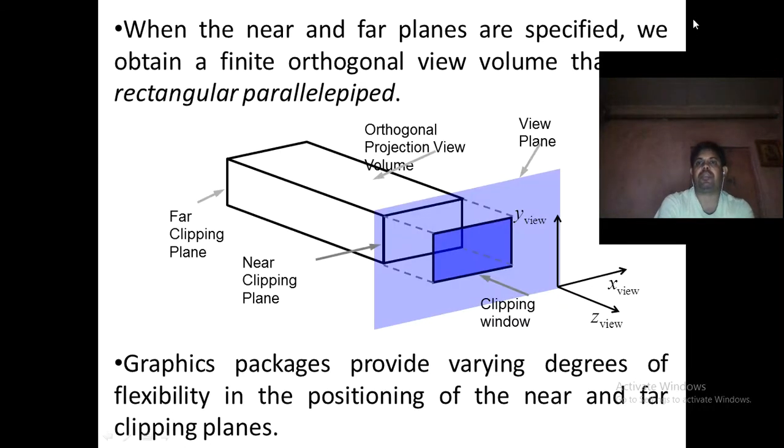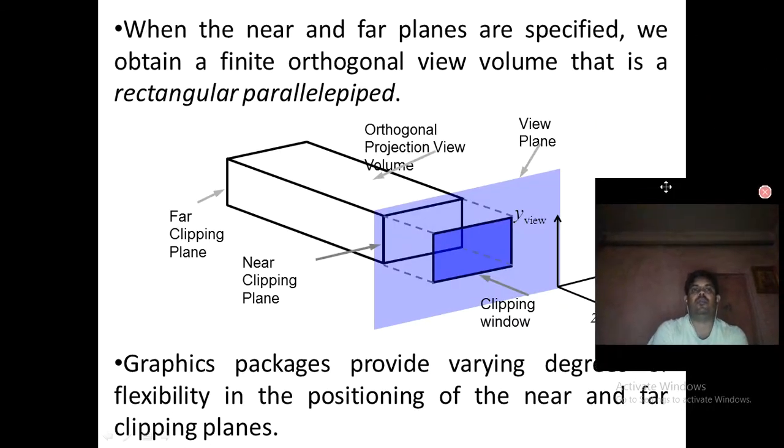Then next, when the near and far planes are specified, we obtain a finite orthogonal view volume, that is a rectangular parallelepiped, right? Already you have set x, already you have set y, now if you set z near and z far, then it will look like this: that is the far clipping plane, the near clipping plane, then right, left, bottom, top you have already set. That is what the clipping volume is.